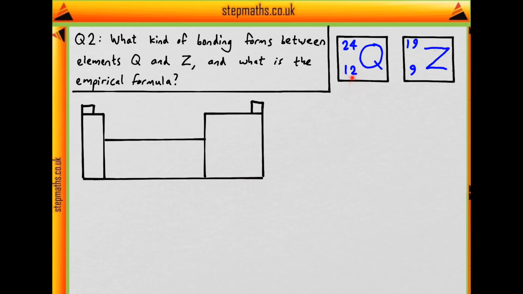So we're given the atomic numbers, that's the 12 and the 9, and what do they tell us? That's the number of protons in each element, and therefore the number of electrons as well. And so given this, how do we put them in the table?